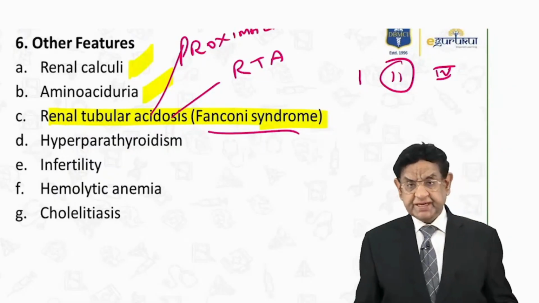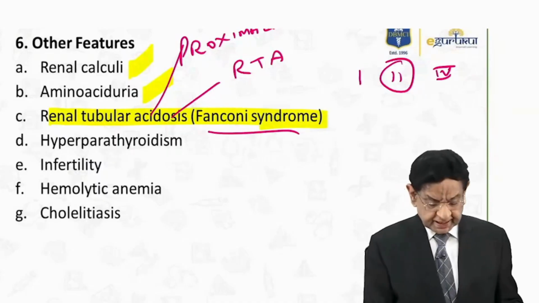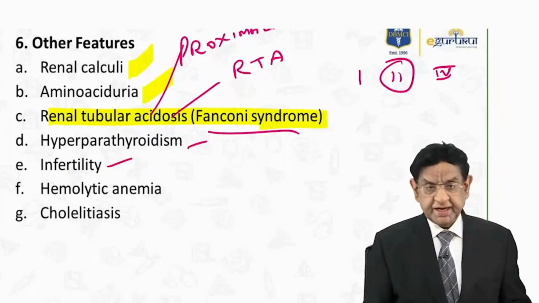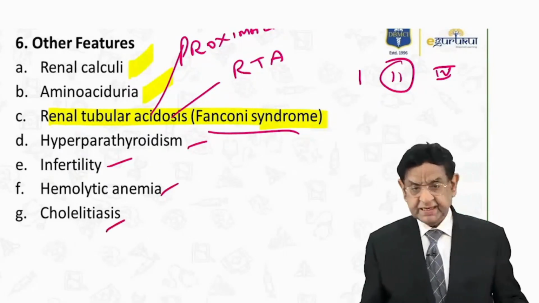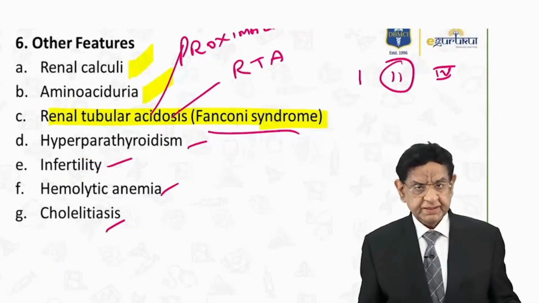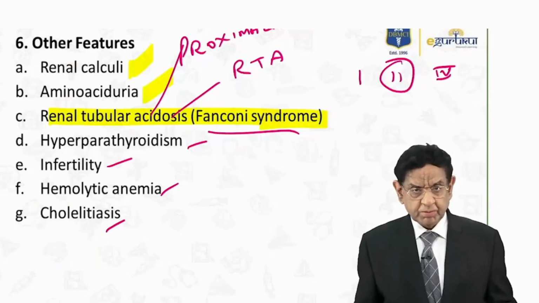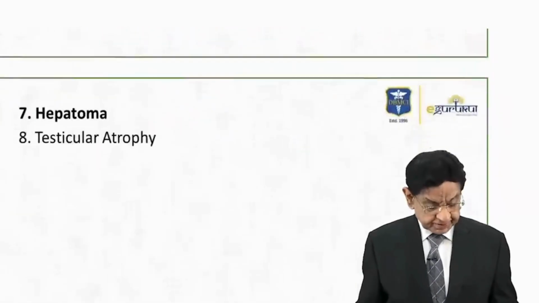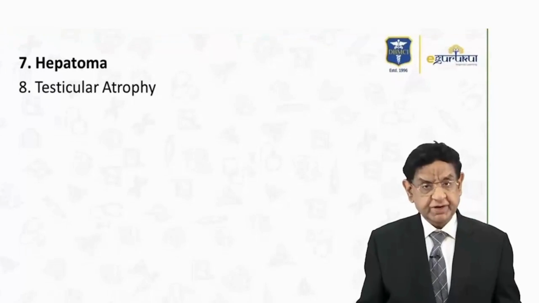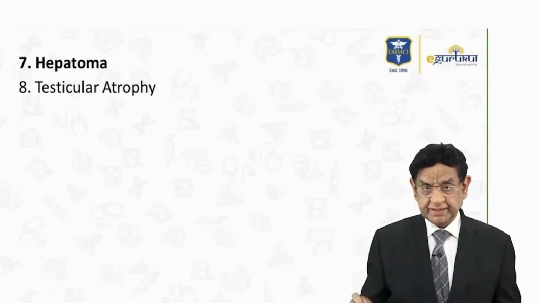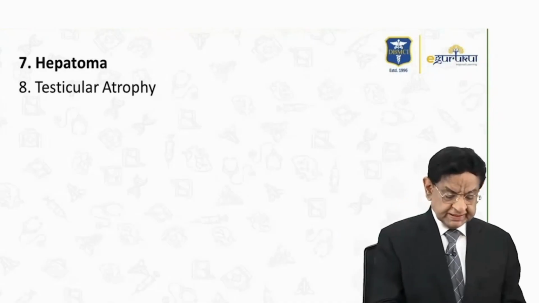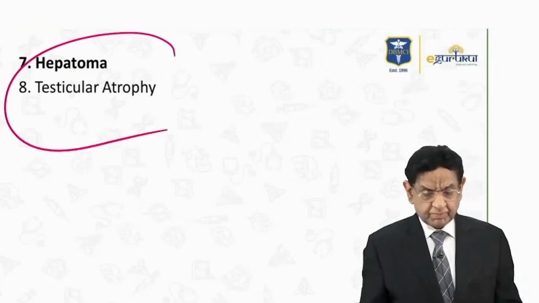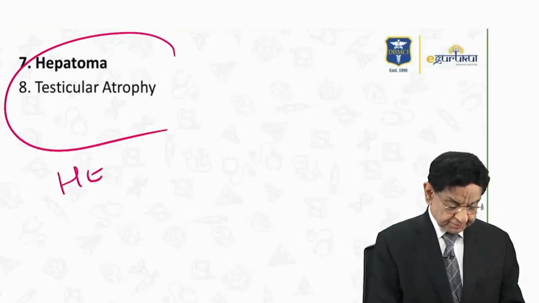The other features which can happen uncommonly in these patients are hyperparathyroidism, infertility, hemolytic anemia, and cholelithiasis. They are the uncommon problems that can be seen in these patients. Hepatoma can develop, but not very common as compared to hemochromatosis. Testicular atrophy can occur, but not as common as what we see in hemochromatosis. These two problems are much more commonly seen in hemochromatosis.